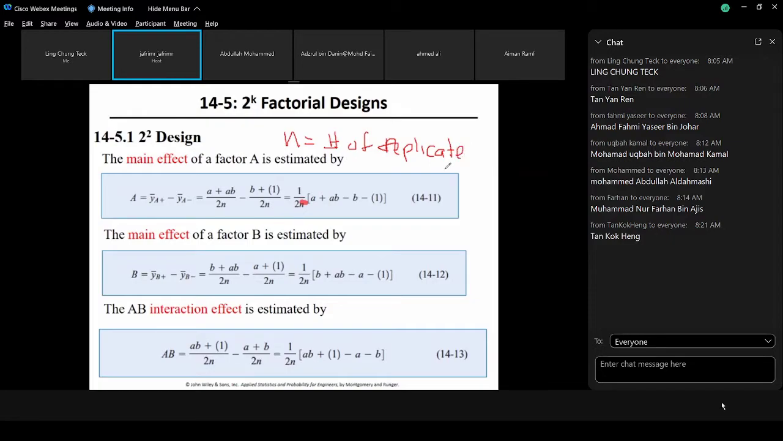Number of replicates. So this is how you derive the main effect of A, main effect of B, interaction effect of AB that I just showed you, right? The diagonal: AB plus 1 divided by 2 minus A plus B divided by 2. And then you simplify mathematically, you will get this. N number of replicates. If assuming 1, that means 1 over 2. If in our example 3, 1 over 2 by 3. This is how they derive it from the plane.